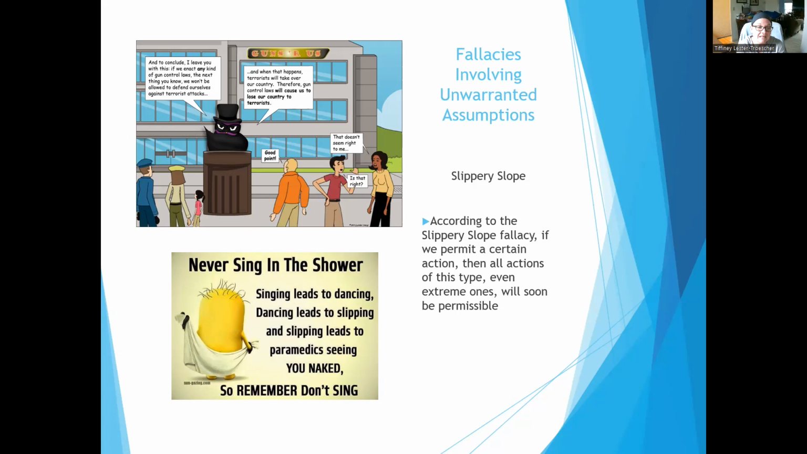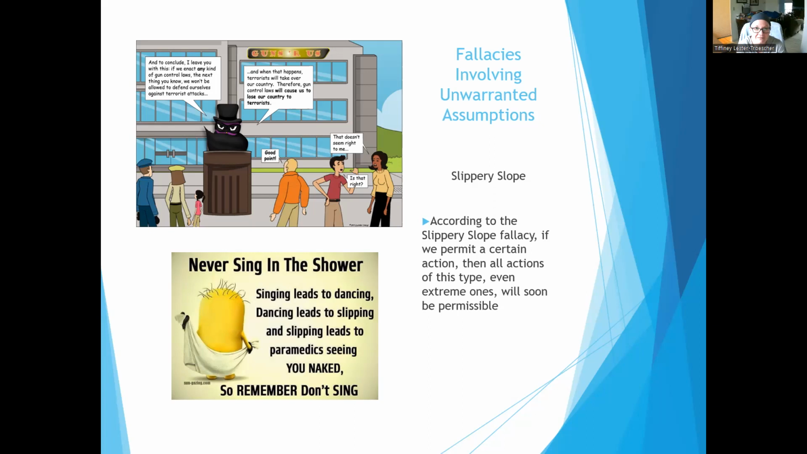If we enact any kind of gun control laws, the next thing you know, we won't be allowed to defend ourselves against terrorist attacks. And when that happens, terrorists will take over our country. Therefore, gun control laws will cause us to lose our country to terrorists. Good point. That doesn't seem right to me. Right?